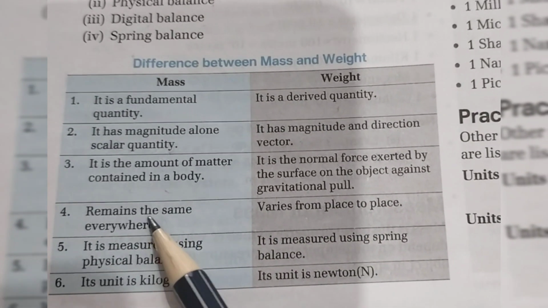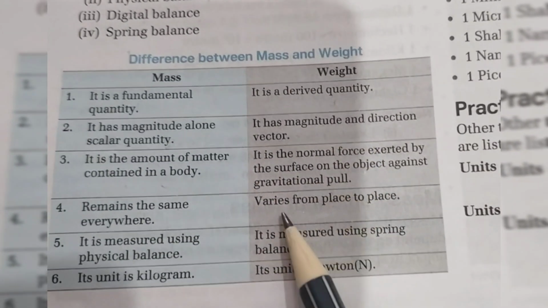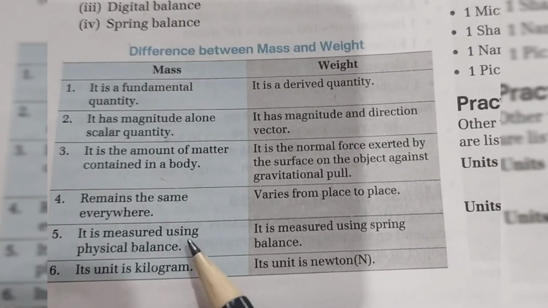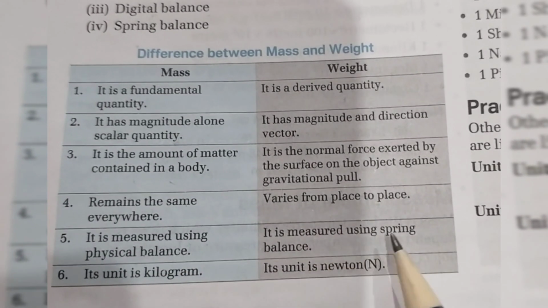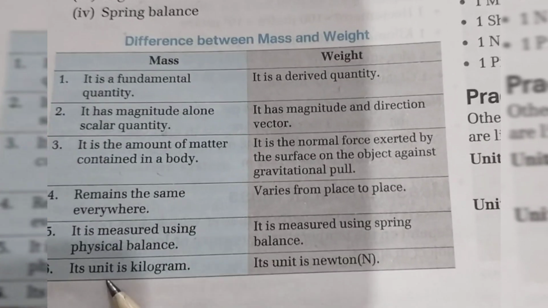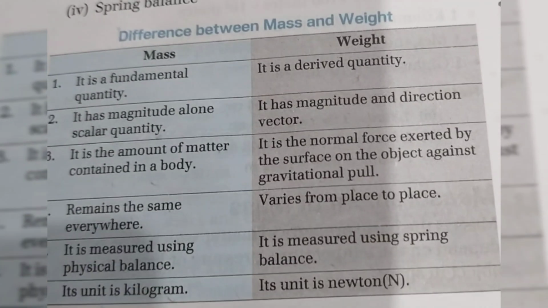Next, mass remains the same everywhere, but weight varies from place to place. Mass is measured using a physical balance, and weight is measured using a spring balance. The SI unit of mass is kilogram, and the SI unit of weight is Newton.